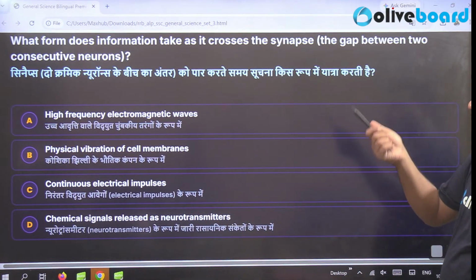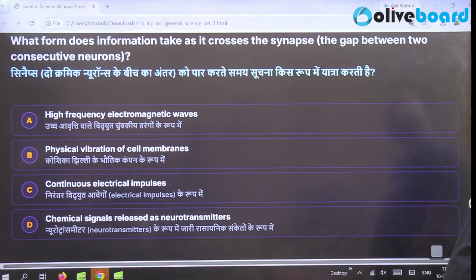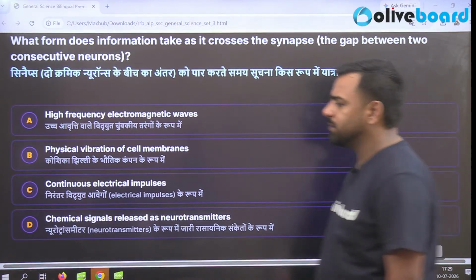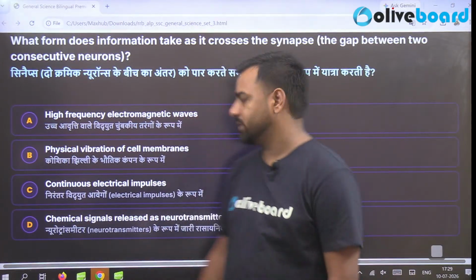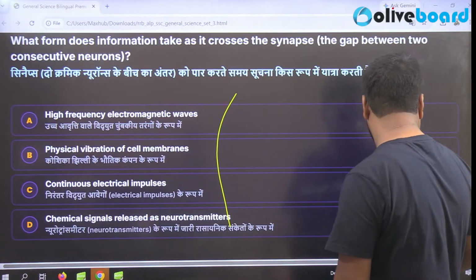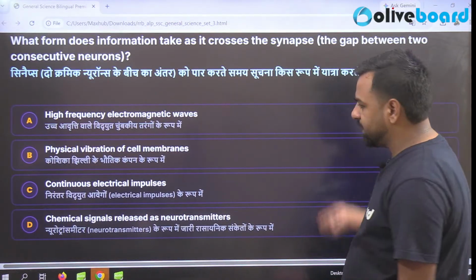So what form does information take when it crosses the synapse? That's the chemical signals released by the neurotransmitter. So option D will be the correct answer. Next, so D is the correct answer.